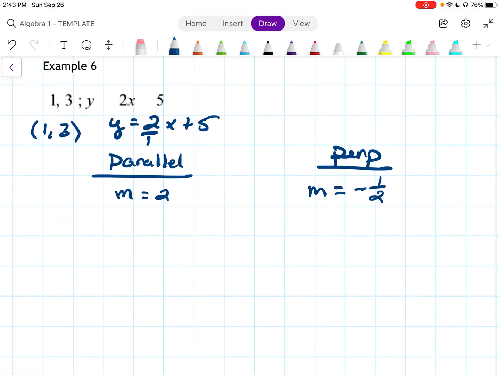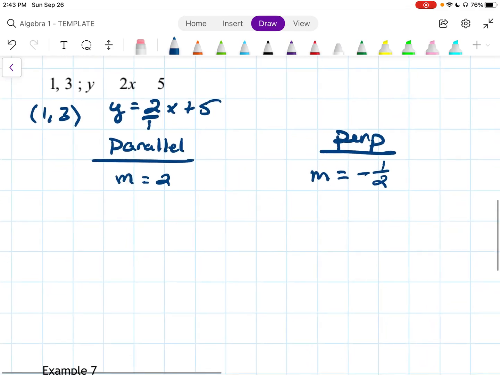Now, I want the slope-intercept form, right? I want the y equals mx plus b form here. I could do this two ways. I could put it into point-slope form and then solve, or I could plug it into slope-intercept form and then have to solve for b. I'm going to put this one into point-slope form, and then I'll solve for y. So here, point-slope form will be y minus 3 equals 2 times x minus 1, right? So I plugged in my slope 2, and then we said that it wants to go through this point, so I plugged that point in.